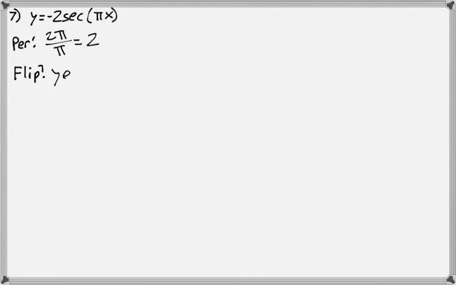Yes, this is flipped, and it's flipped because we have a negative on the outside here. Now on the calculator, to graph this, I want to type in y1 is equal to -2 divided by cosine of pi x. And this is really because cosine and secant are reciprocals. So -2 divided by cosine of pi x.